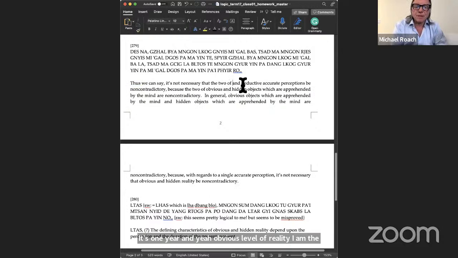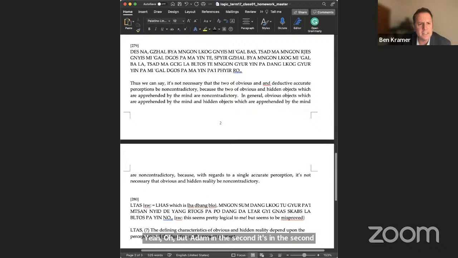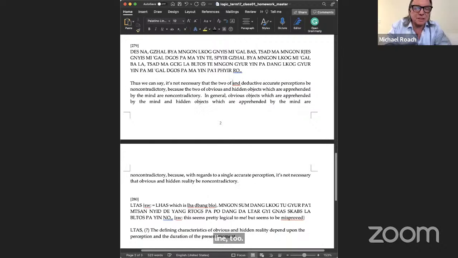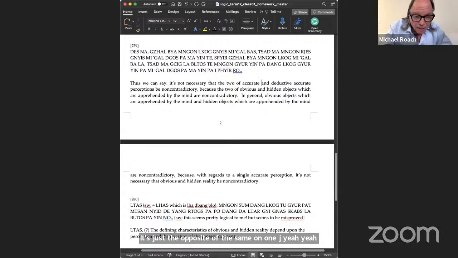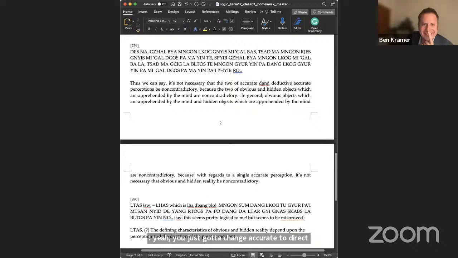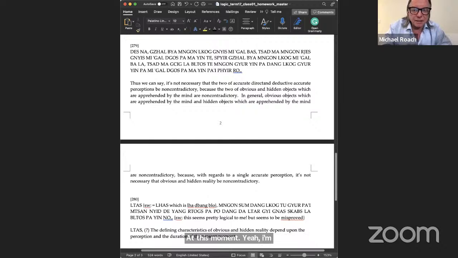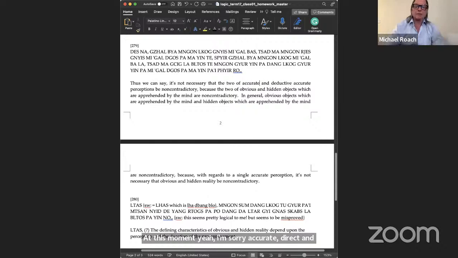Yeah. Well, but Adam, it's in the second line too. Adam, I think, did do that right because he's got it in the right order. Oh, I'm sorry. Yeah, okay. It's just the opposite of the grammar. Same on 1J. You're absolutely right. To accurate depth. You just got to change accurate to direct. Oh, yeah. Sorry. I think I just erased it. Direct, and deductive accurate perception. Okay, good. Yeah, there we go.